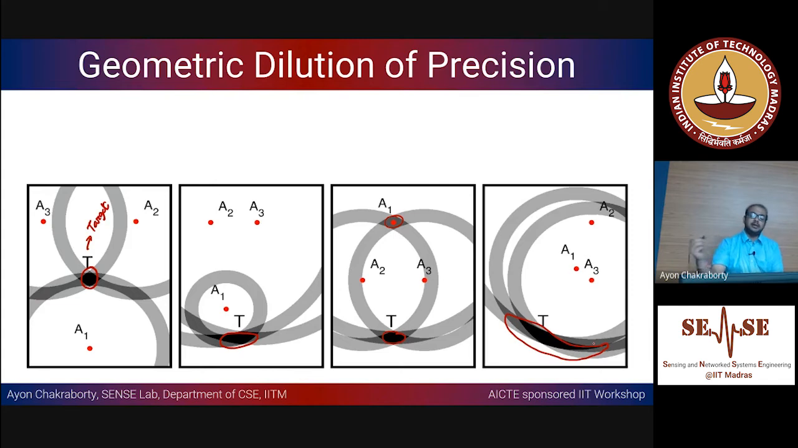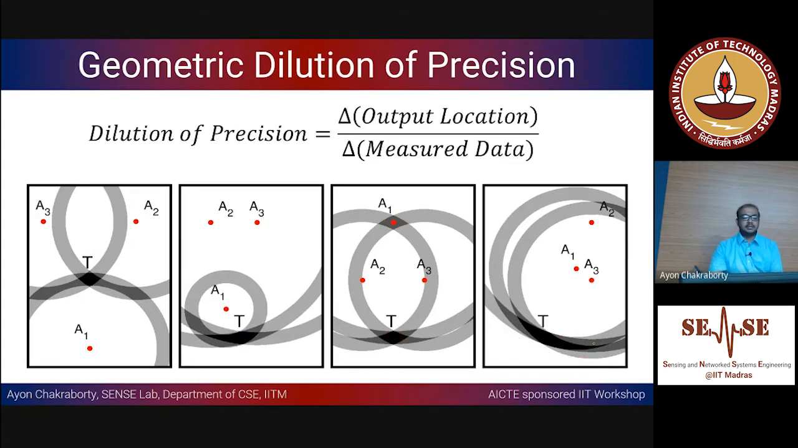Even if you try to solve the range equations just based on the geometry of the nodes, you can face a different value of error, or on average a different value of localization error. This is known as dilution of precision, and you can think of it empirically as the output location divided by the measured data. Measured data is all the points in the gray region. We have measured them, so it can be anywhere, and where it is highly probable, it has to be somewhere here. This is your output location.